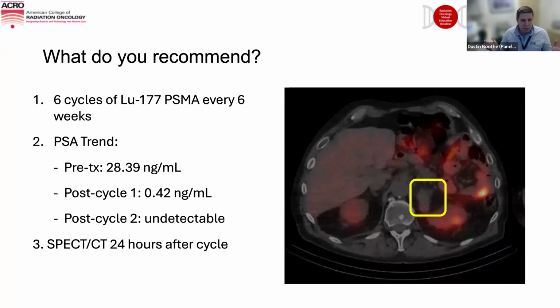This is where there's not a ton of data, but everybody's trying to figure it out. You get 6 cycles of lutetium PSMA every 6 weeks. Now, this patient had a PSA of 28.4. It went down to almost nothing after cycle 1 and was undetectable after cycle 2. We did a SPECT, and that's another topic in and of itself. This is what it showed: that same super avid mass is half as big, and there's no avidity, and in all the bone mets, there's no avidity anywhere. What do you do?